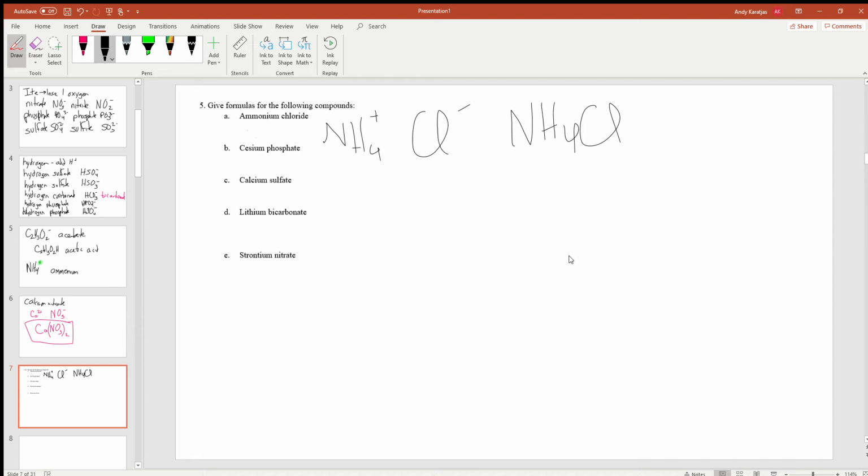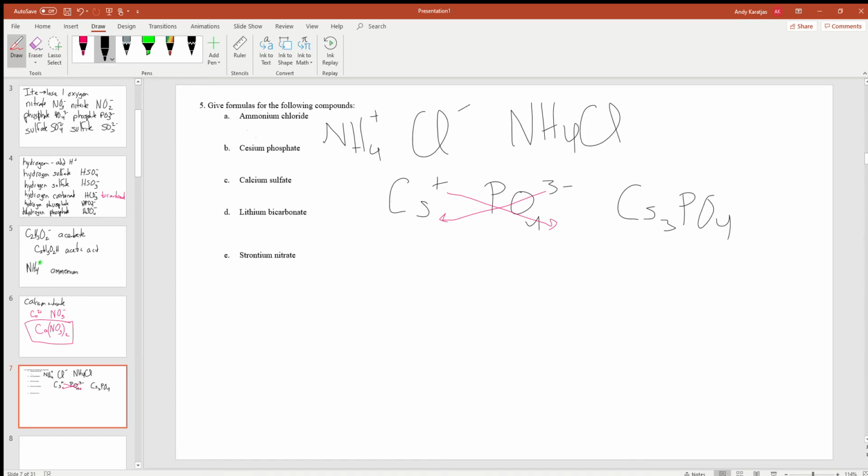Our next one is cesium phosphate. Cesium we find in group 1, which means we know it has a charge of +1. Phosphate is PO4 3-. So in order for this compound to be overall neutral, we'd need 3 cesiums and 1 phosphate. Again, remember, just as we did previously, the number we get for each ion is in many cases going to be the subscript that we need to use for the opposite ion.